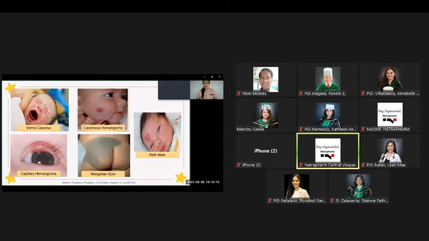So for the Mongolian spot, it is a flat blue-gray spot with well-defined margins seen over the buttocks, the back, and sometimes in other parts of the body, and tends to disappear within the first year. So birthmarks, like in this baby, we should also take note of where the birthmark is and the shape of the birthmark.